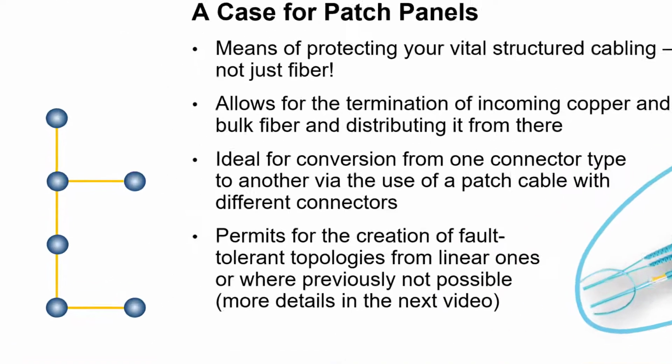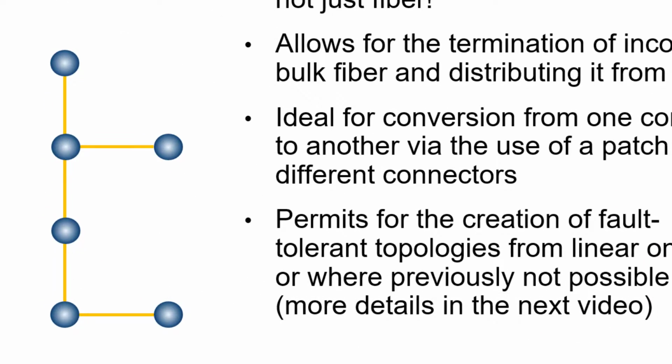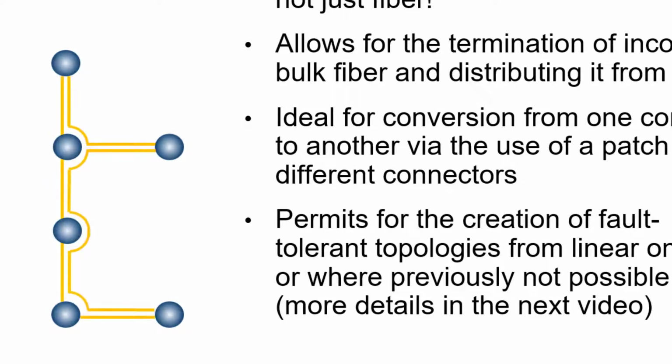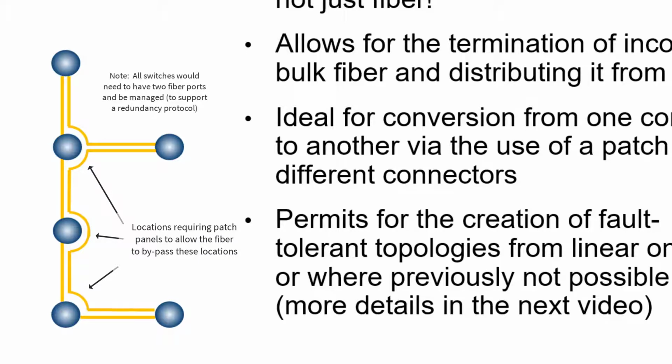Patch panels also permit the creation of fault-tolerant topologies from linear ones or where previously not possible. As shown here, we have a linear topology. The downside of a linear topology is that if there were an issue with, for example, this switch right here, all of the devices hanging off of these other switches will no longer be able to communicate to other network segments. The workaround for this is to utilize the patch panel and plumb the fiber, assuming there are unused, also referred to as dark fibers, that allow you to then reroute those cables within this patch panel.